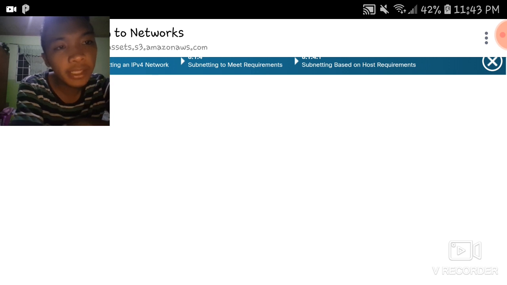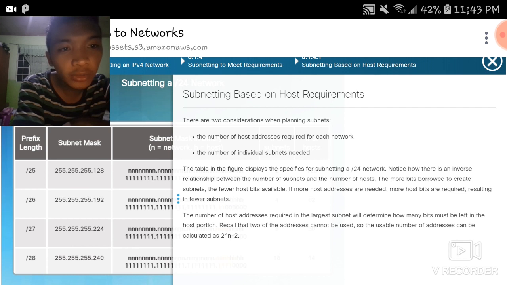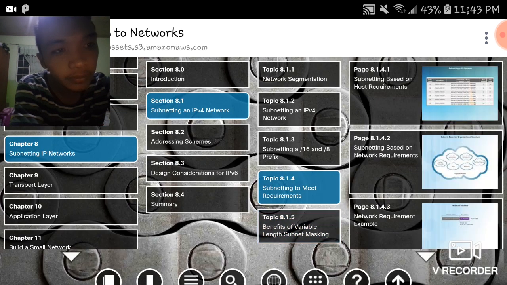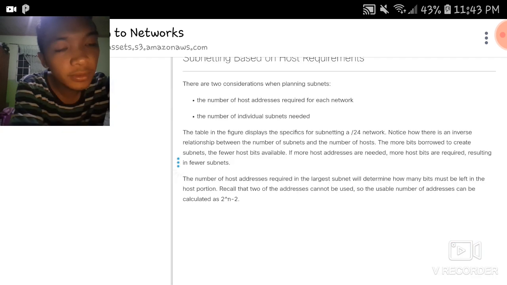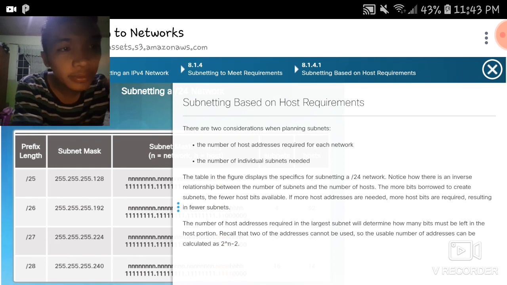Subnetting based on host requirements. There are two considerations when planning subnets: the number of host addresses required for each network, and the number of individual subnets needed. The number of host addresses required in the largest subnet will determine how many bits must be left in the host portion. Subnetting based on the host requirements.